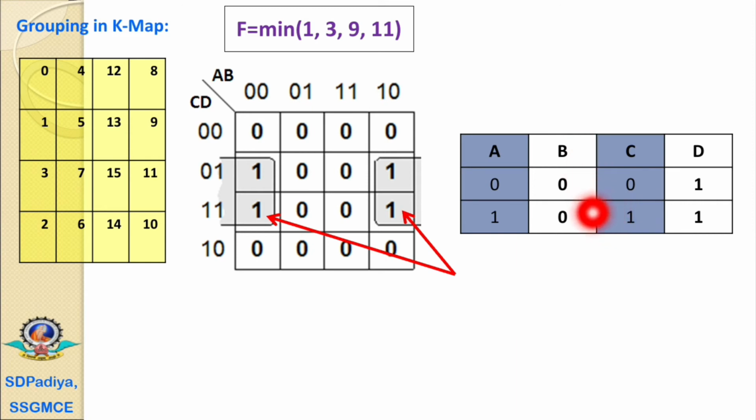Now for b it is 0, therefore in the expression we have to write b dash, the complement of b, and for d it is 1, therefore simply we write d. That means the final simplified expression is b dash d. If we have a square group of four variables, then we can consider any two diagonal elements, and then we can find a simplified expression.